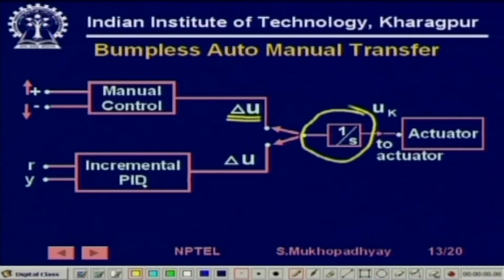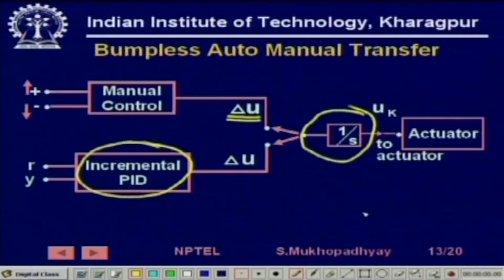Now, the PID controller also does not give you u, but gives you the incremental input delta u. Every time it computes delta u. How it computes delta u, we will see very soon. But suppose the PID control is implemented in a form which is known as the incremental PID form, and it gives you delta u. Right. So, now what is going to happen?